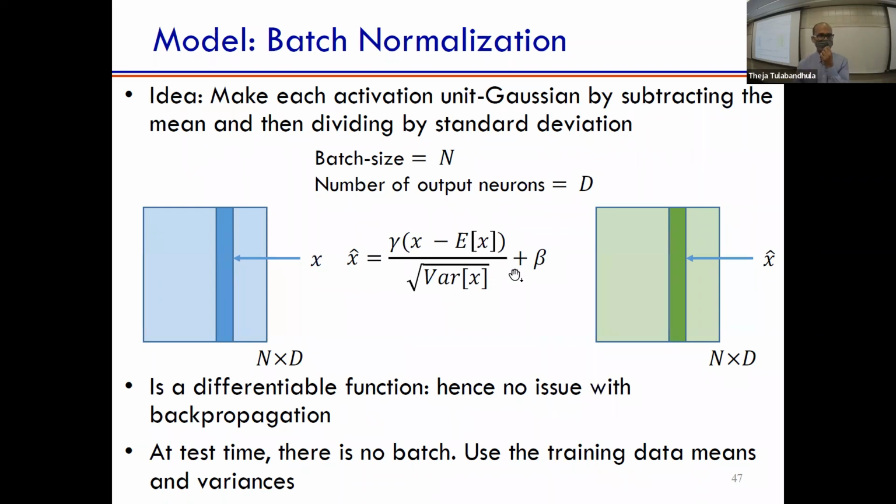I added a gamma and a beta here just to show that this batch normalization procedure can also have its own parameters, which you can learn using gradient descent. But let's not worry about gamma and beta, or these Greek symbols here. They're just some constants for simplicity.